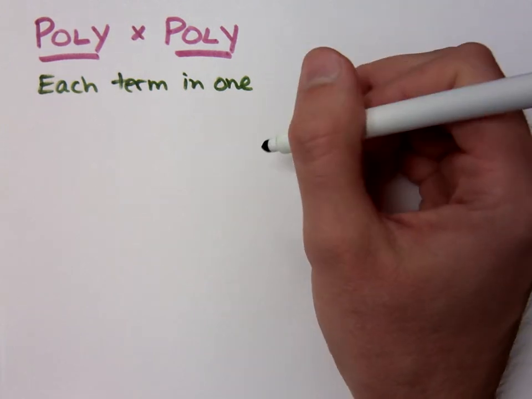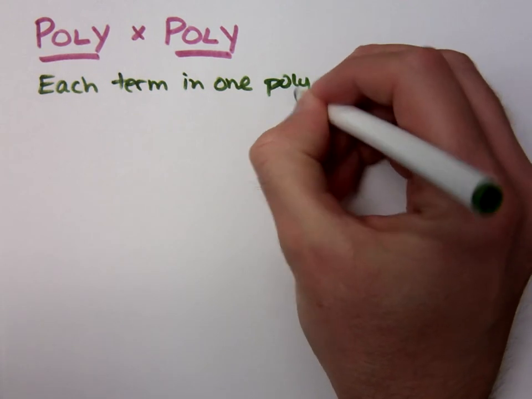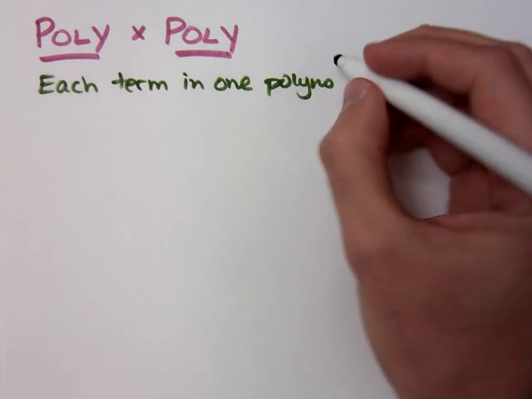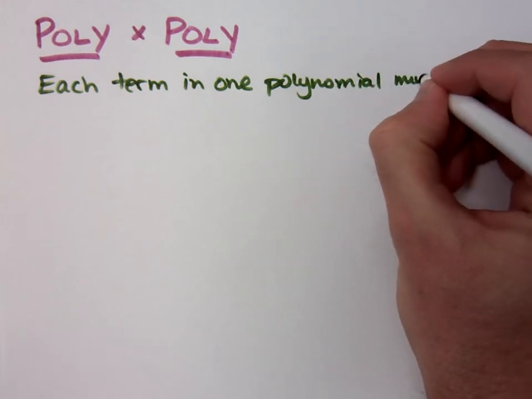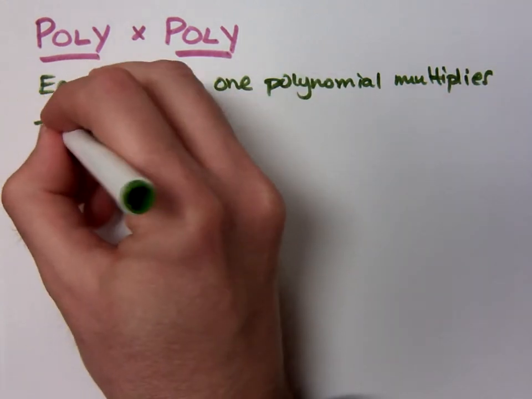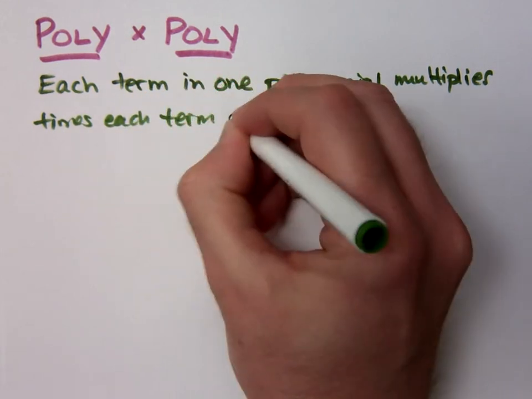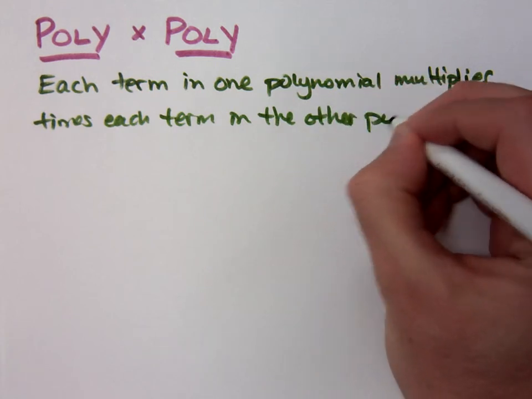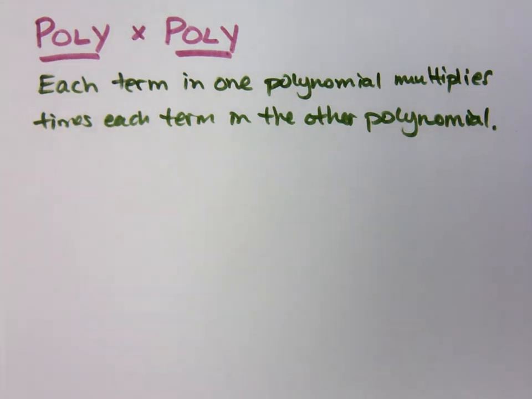When you multiply two polynomials, each term in one polynomial will multiply times every term in the other polynomial. So each term in one polynomial multiplies times each term in the other polynomial.